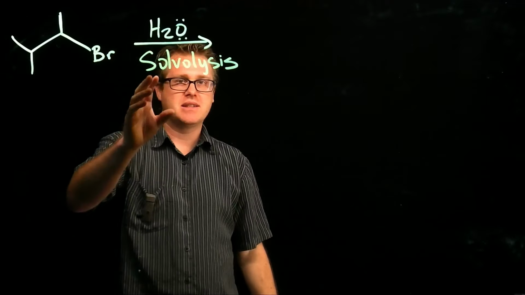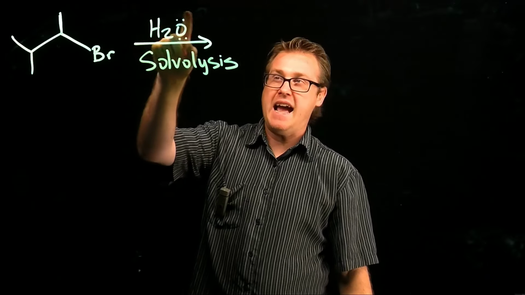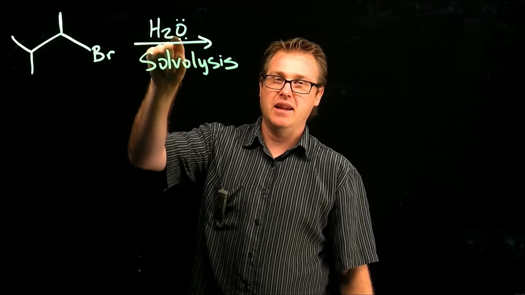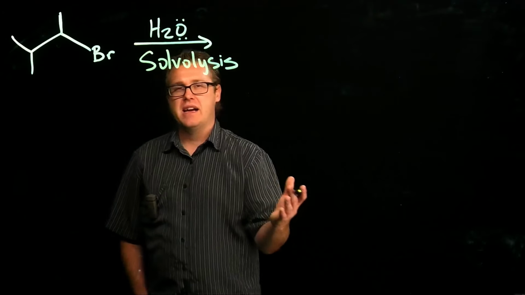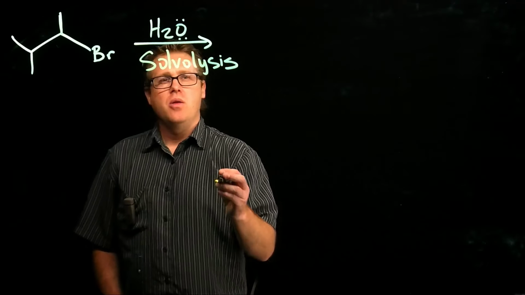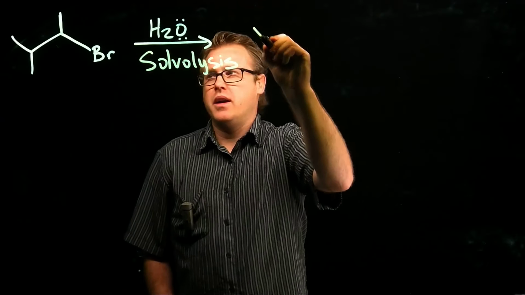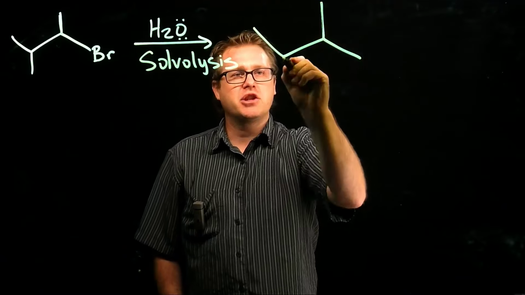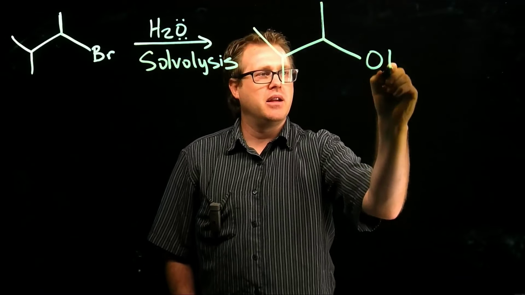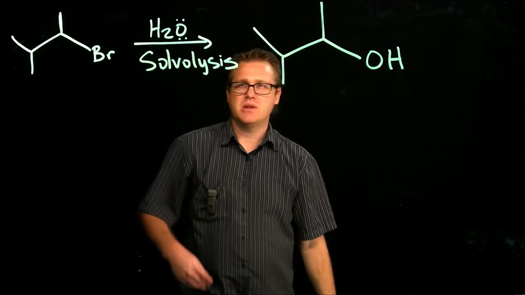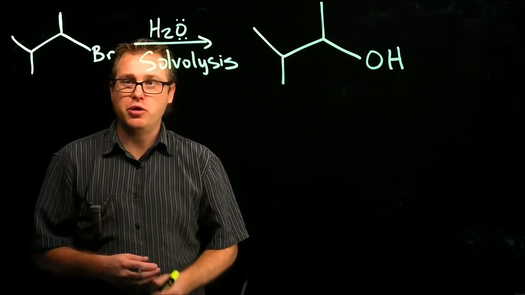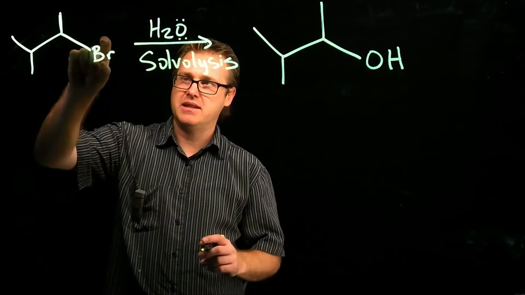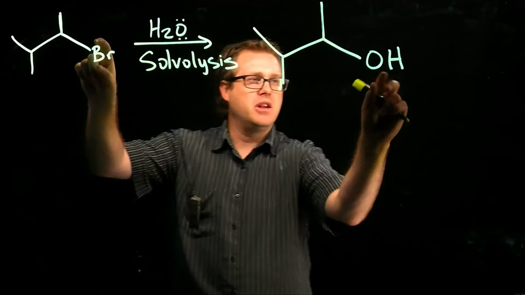So solvolysis is simply the name for when the attacking species is the solvent itself. So here we have a solvolysis reaction. But what is the product going to be? I'm going to show you this product. It's going to be this. So what type of reaction have we done? Well, we've done a substitution reaction because we've replaced this bromine with the OH.